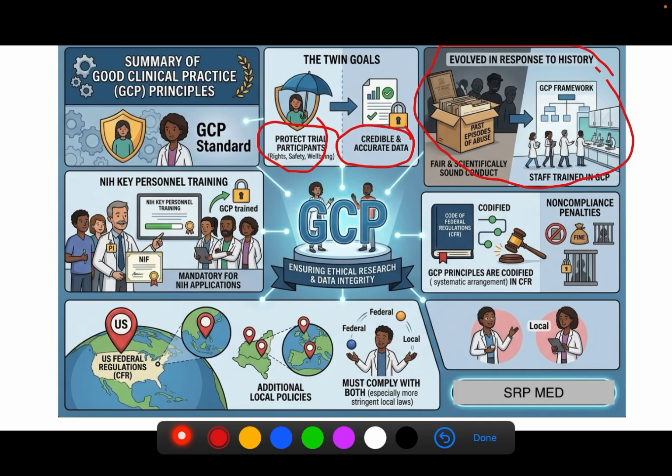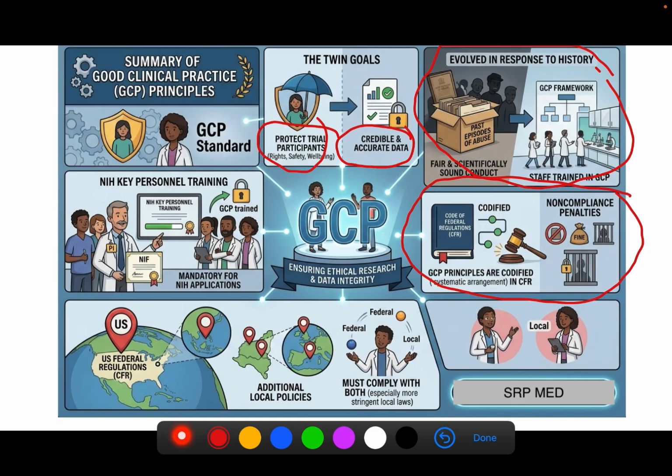For anyone doing NIH-funded research, GCP training for key personnel isn't just recommended, it is mandatory. And this isn't just best practice, it is codified in the Code of Federal Regulations, which means non-compliance carries real penalties: fines, and in serious cases, jail time as well. And one more thing to remember: in the US, you are not just following federal regulation. You also have to comply with local policies, and when they are more stringent, the stricter rules win.